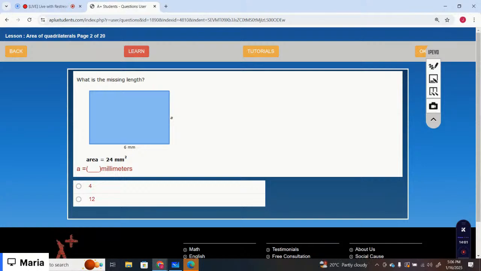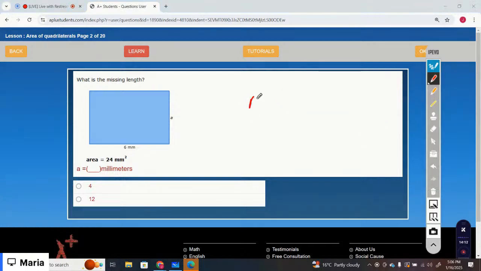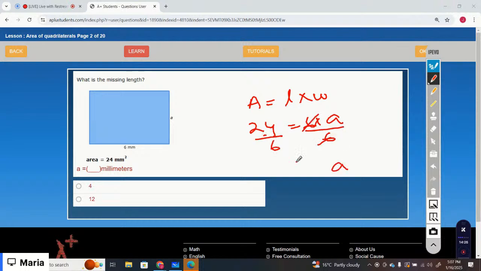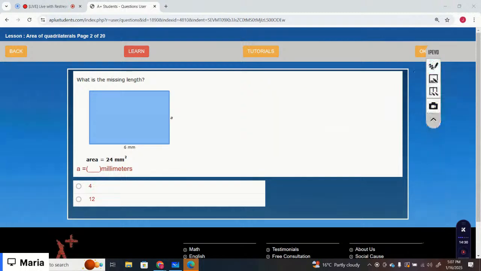What is the missing length, which is the correct option? You are given one of the side lengths and the area. So the area of the rectangle is length times width. The area is 24. The length is 6. You need to calculate the other side. So you need to divide both sides by 6. So 6 times 4 is 24. Very good. The correct option is 4. Option number 1 is the correct option.